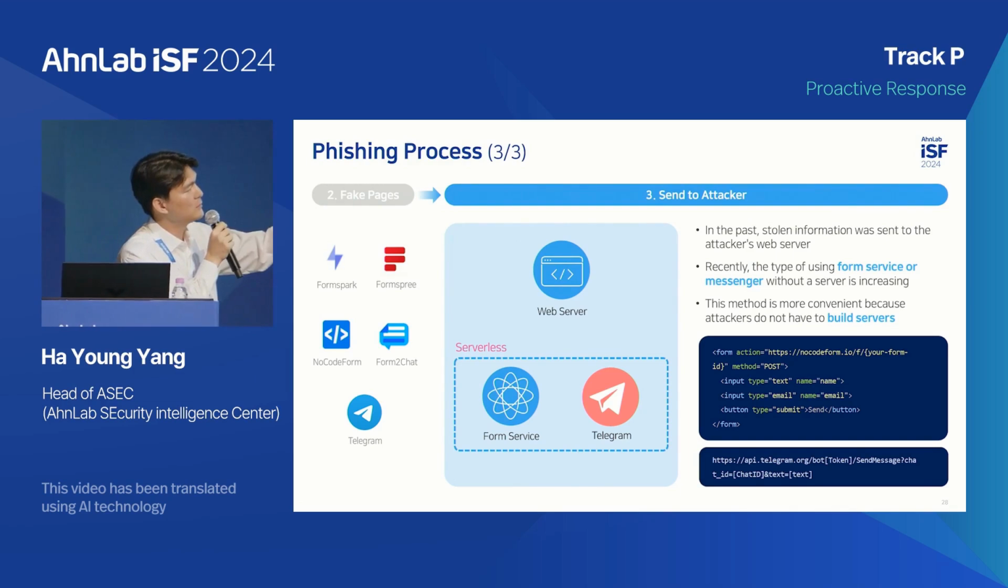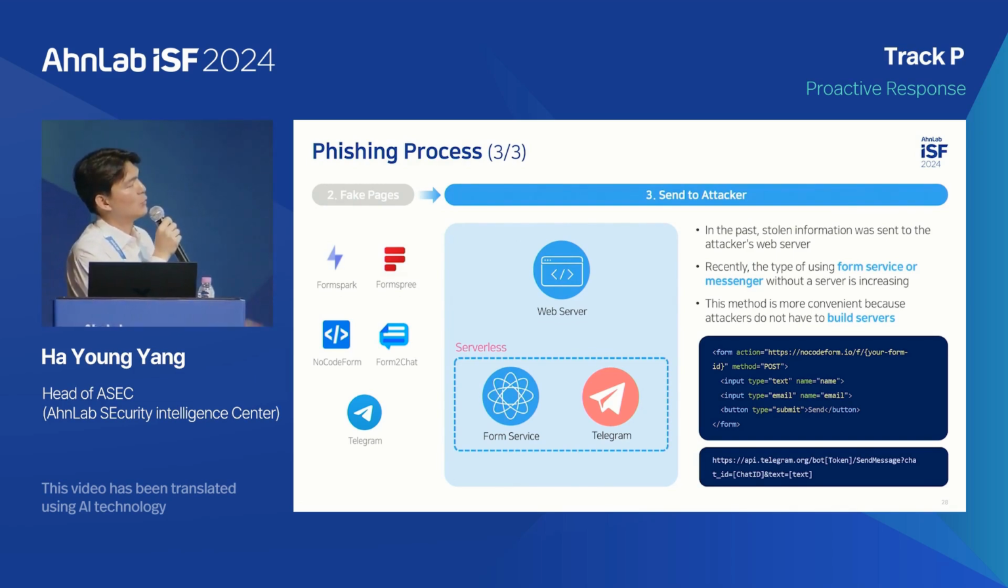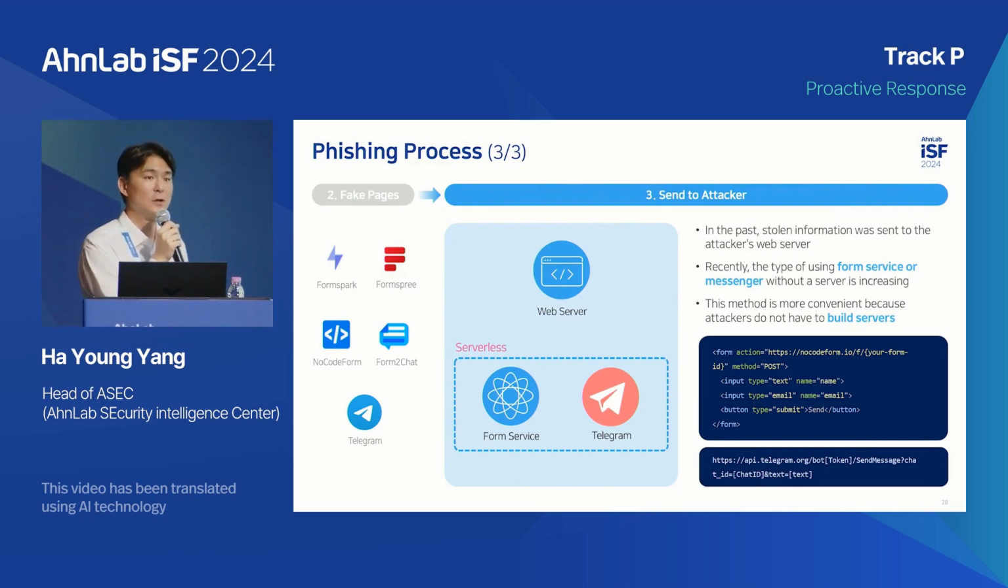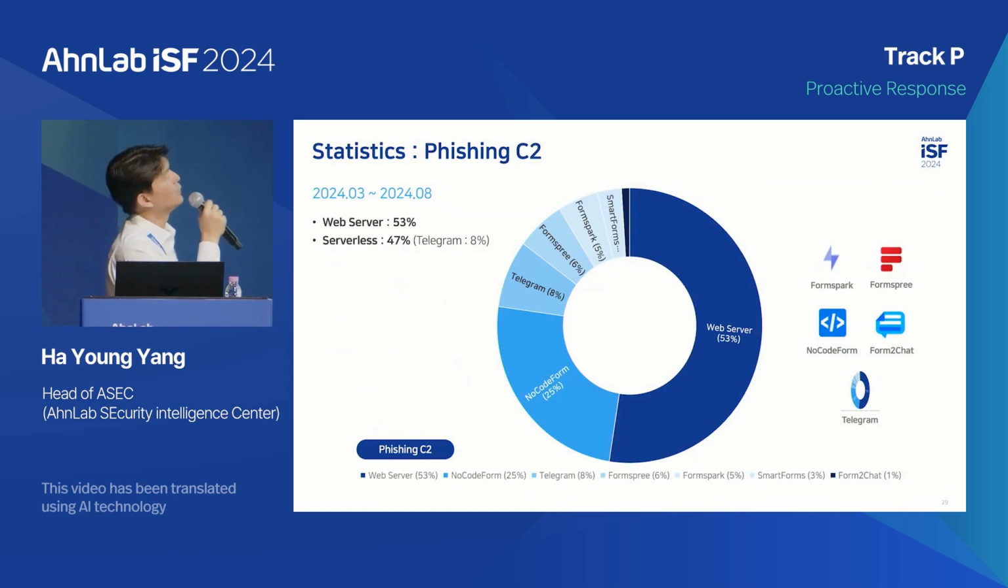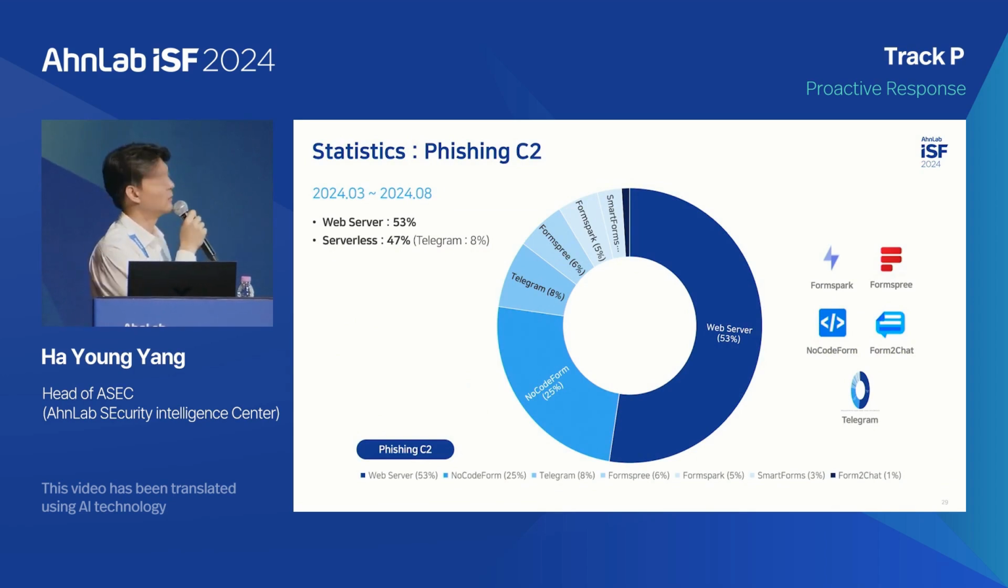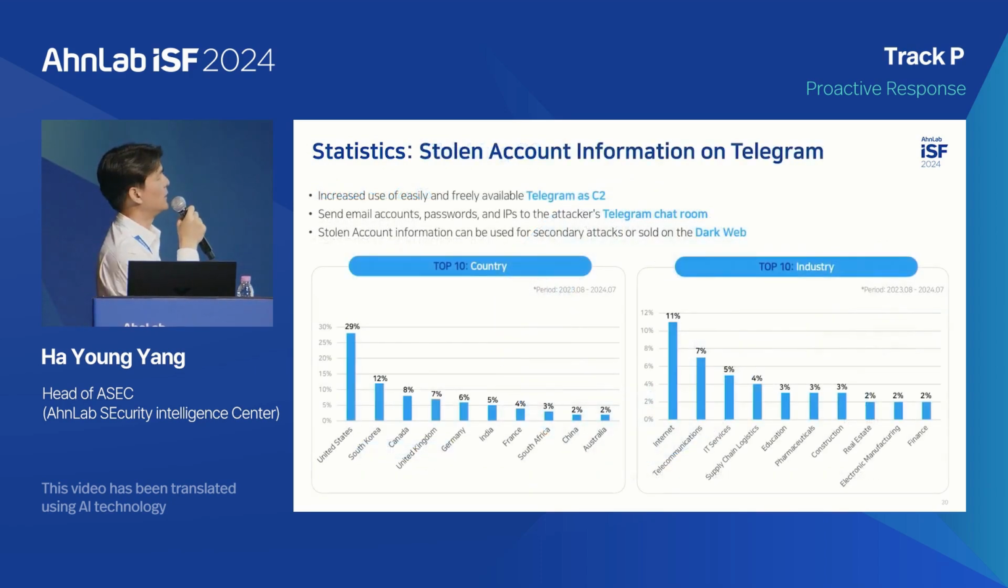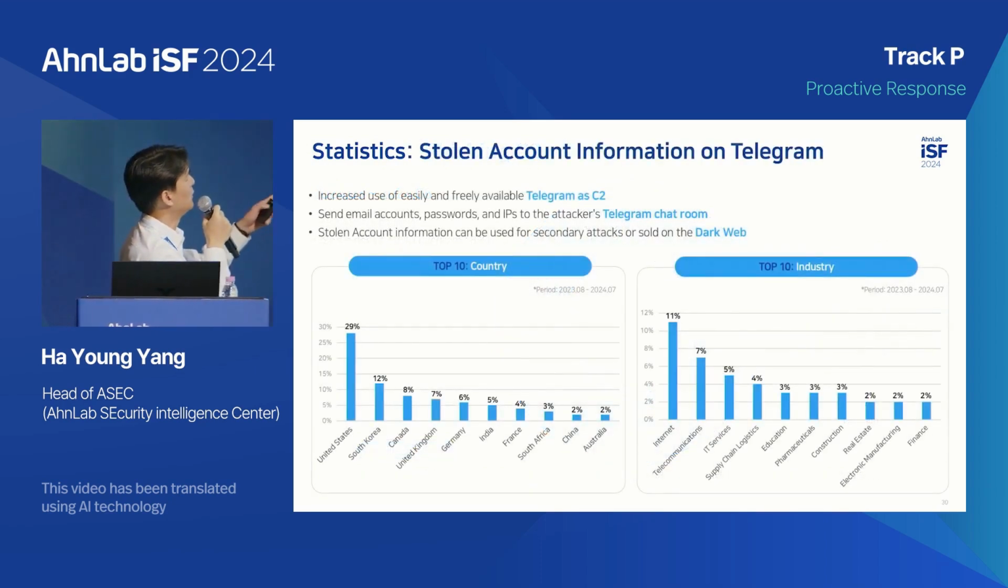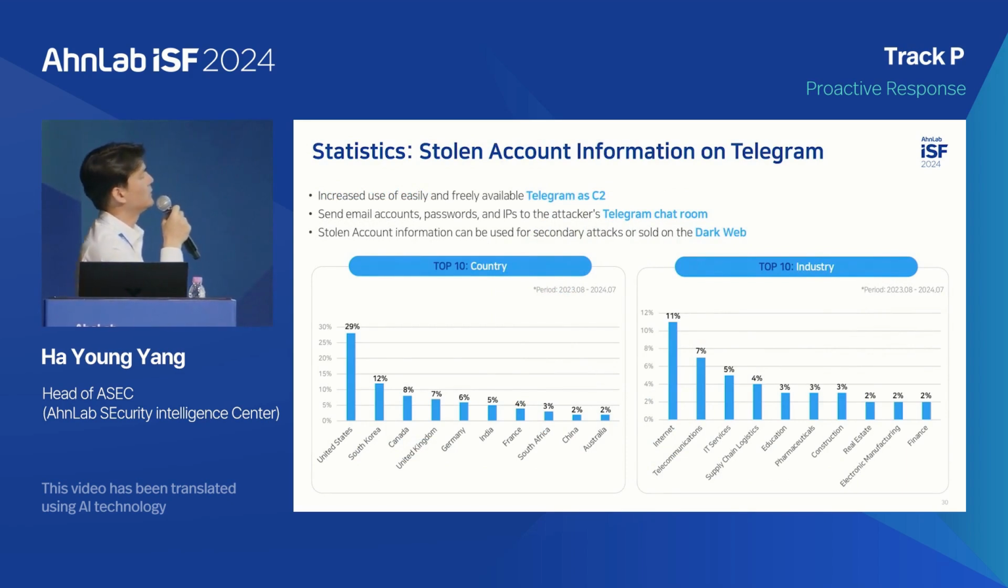The dark blue you see on the right represents a case of leaking account information by using such external services. The method using traditional web servers accounts for 53%, while the serverless method accounts for 47%. It is expected that this trend will continue to grow in the future. It presents damage data statistics by country and by industry. According to the damage statistics by country, the United States ranks first and our country ranks second.